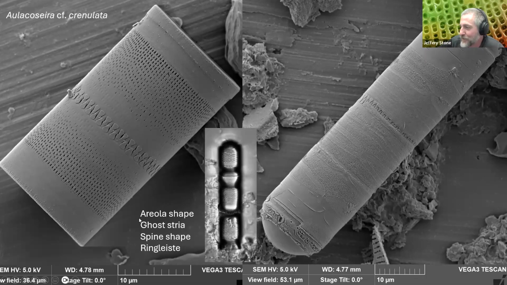So the strange areoli shape, ghost striae, the spine shapes, and the strange shape of the ring lease kind of makes it into a category where I couldn't find a species for it. But this is a relatively uncommon diatom in the base of the core, found in the early part of the record.